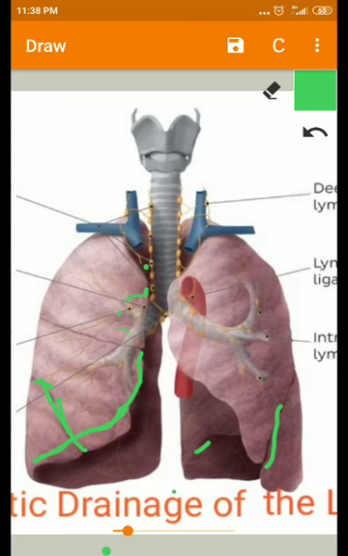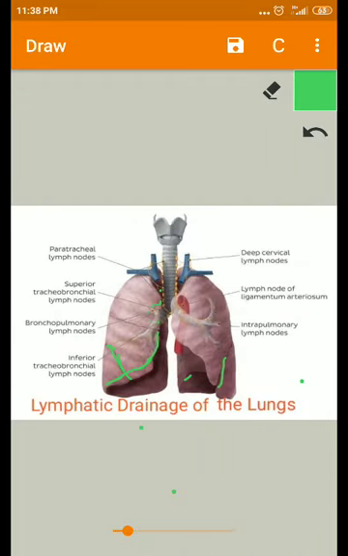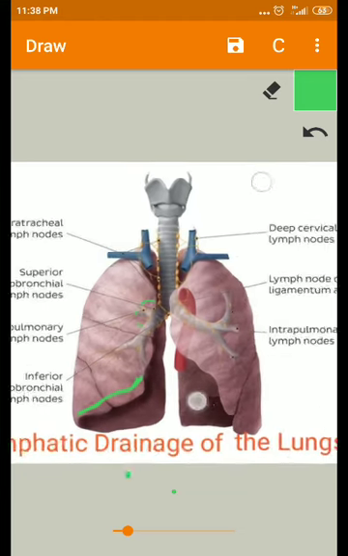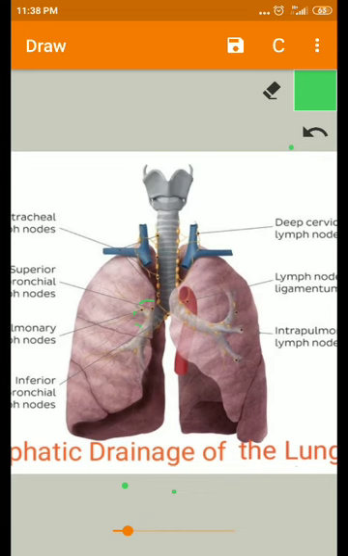These vessels drain the lymph and finally it reaches the bronchopulmonary lymph nodes. This is about the superficial set. Superficial vessels drain the peripheral lung tissue lying beneath the pulmonary pleura, and these vessels pass round the borders of the lung and margins of fissures to reach the hilum. So this is about the superficial vessels.